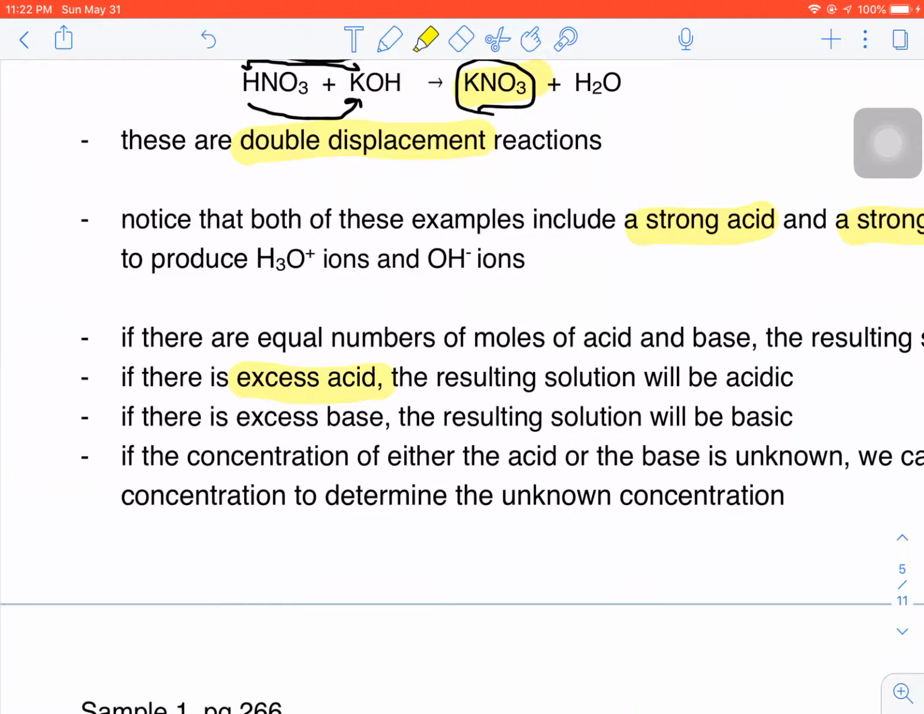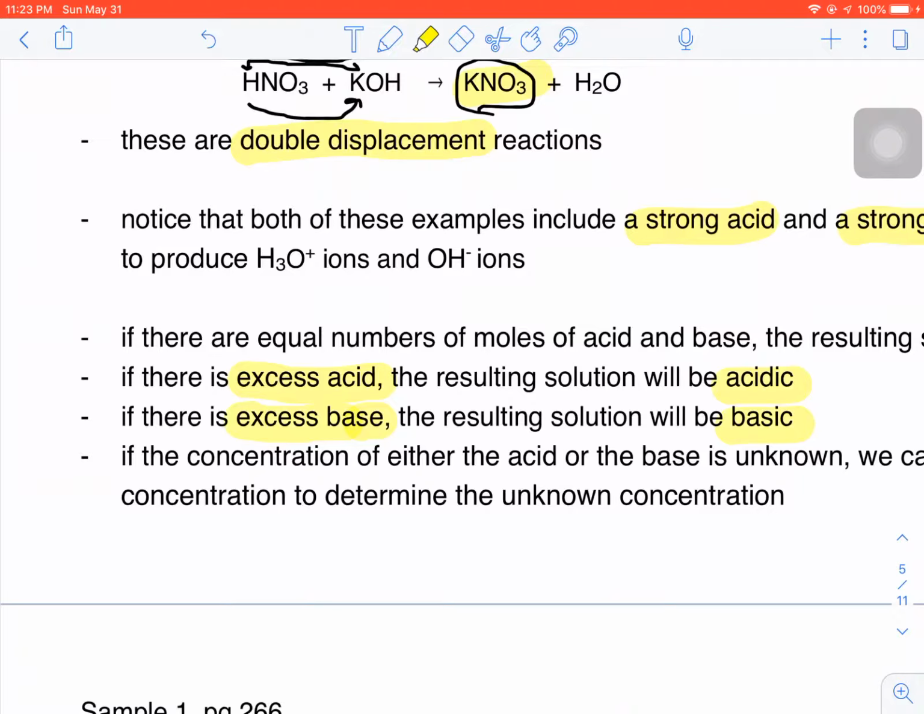If I have an excess of the acid, in other words, more acid than base, then all the base will be used up, consuming acid, but there will be acid left over, which means the solution will be acidic. If I have more base than acid, then the acid will all get used up, neutralizing some base, but then the acid will all have turned to water, and I'll have leftover base, so my solution will be basic.